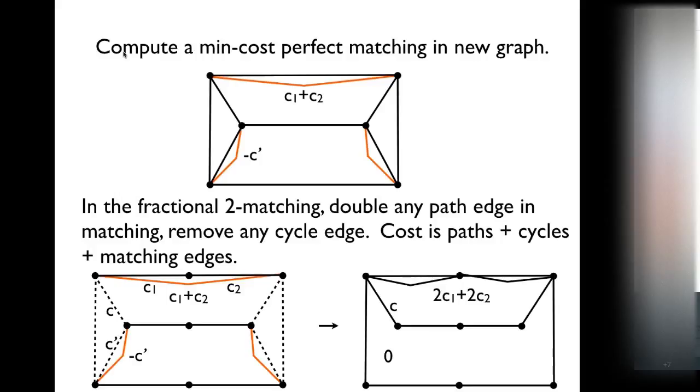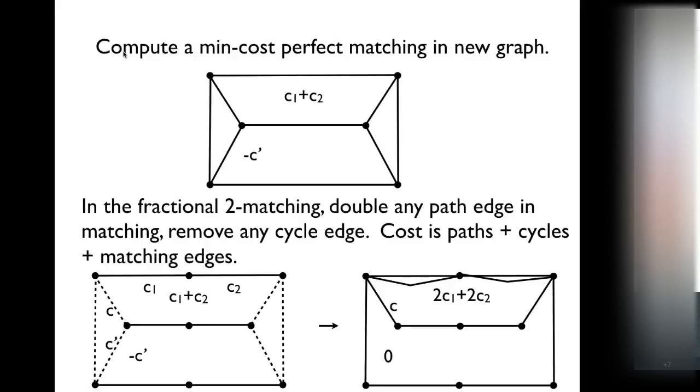Right, so here, this path wasn't in the matching, this path wasn't in the matching, so I don't double those. And for any cycle edge, I'm going to keep it if it wasn't in the matching, and I'm going to remove it if it was in the matching. So these edges were in the matching, so they disappear. These cycle edges aren't in the matching, so we keep them. So I claim that the overall cost here has got to be the cost of all the path edges, plus the cost of all the cycle edges, plus the cost of the edges in the matching, because I precisely doubled all the ones where the path edge was in the matching, and I removed all the ones where I had the negative of the cost whenever the cycle edge was in there.